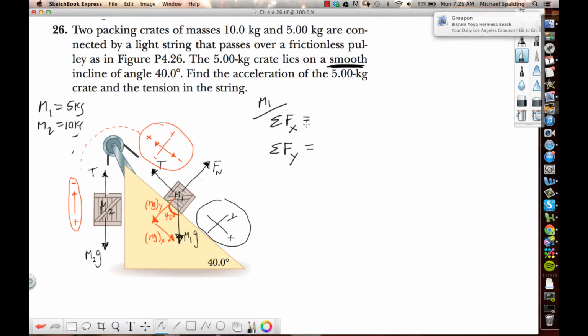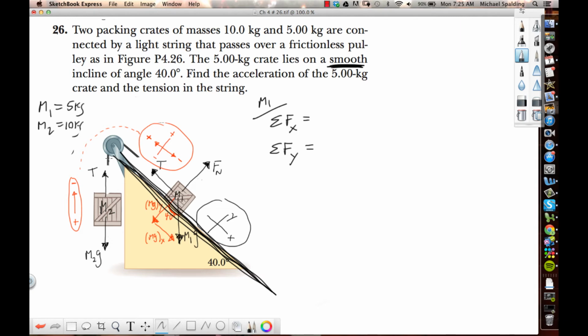Okay, so how many forces do we have in the x direction? And remember, the x direction is the incline. The x direction is this way. This is the x. How many forces do we have in the x direction? 2. We have tension, positive or negative? Positive, it points up the incline. So we have tension, and then what's our other x force? mgx, this guy right there. Okay, positive or negative? Negative. Why is he negative? Which way is he pointing? He's pointing down the incline.